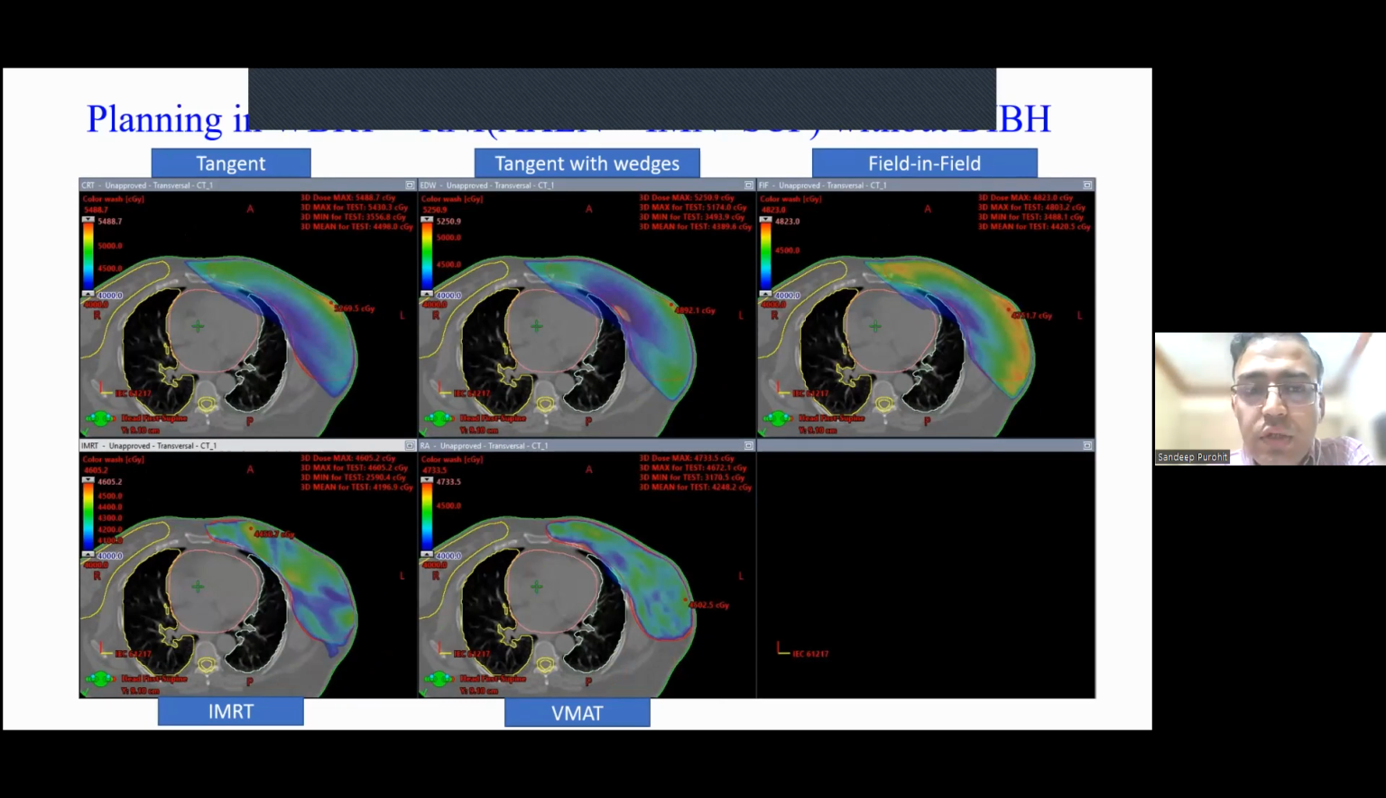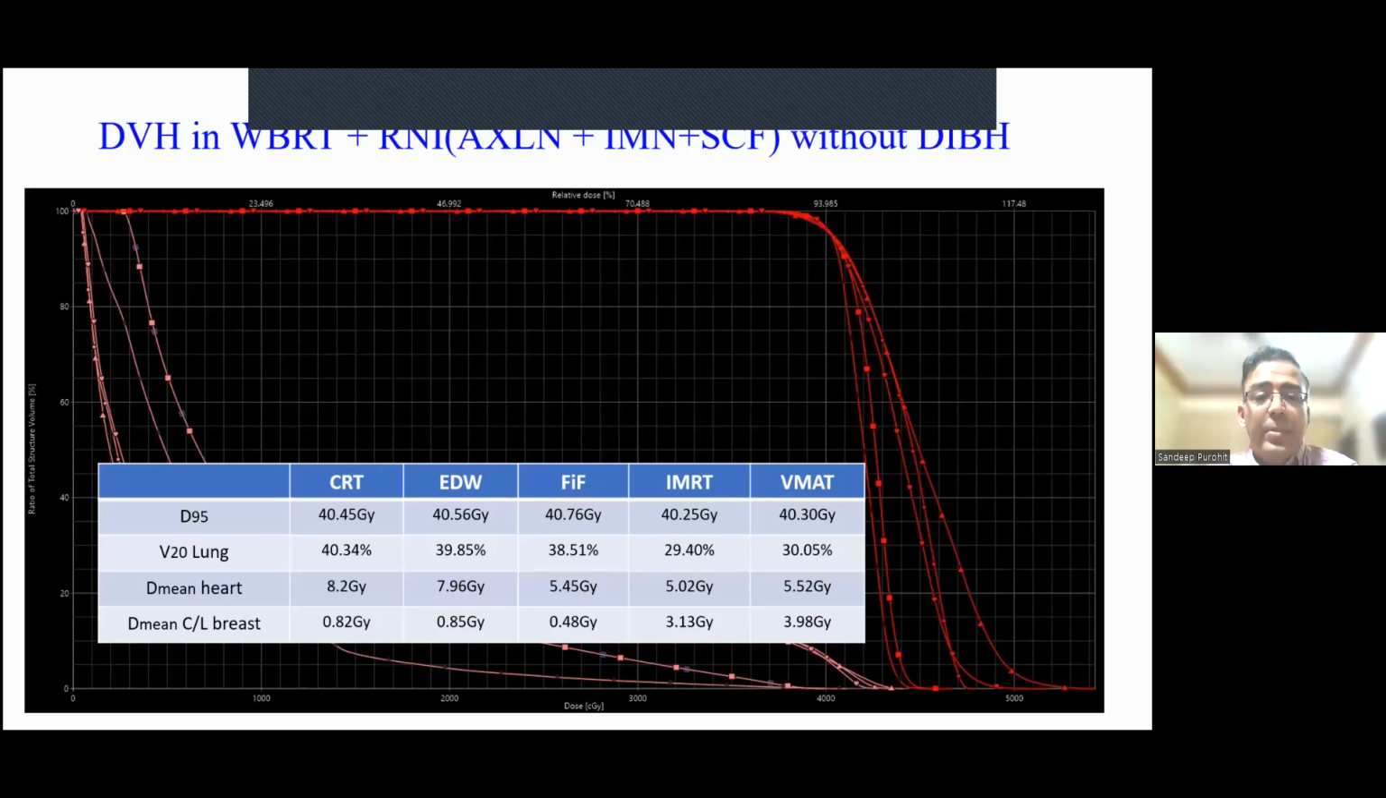When wedges are used, the hotspot over the skin goes towards the inner side. So the dose to the skin decreases from 52.69 to 48.92. But now there is more homogeneous dose beneath it. With field in field, the dose has further reduced and there is more homogeneous dose distribution along the PTV. Whereas with IMRT, the homogeneity is more, and with VMAT, the homogeneity is at its best, as we can see in this plan.